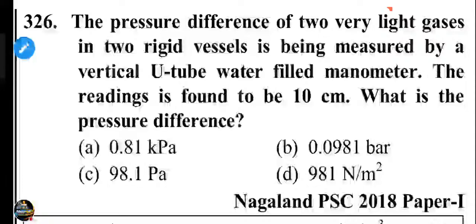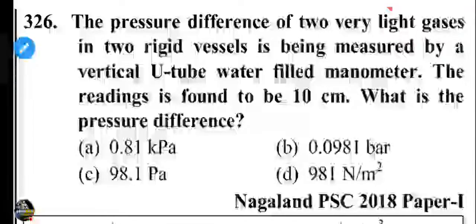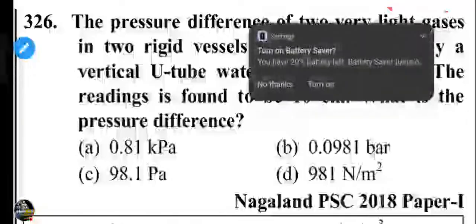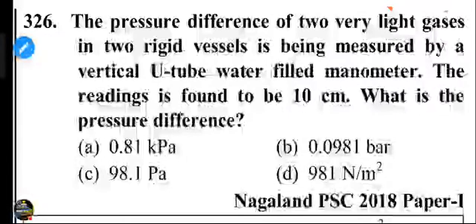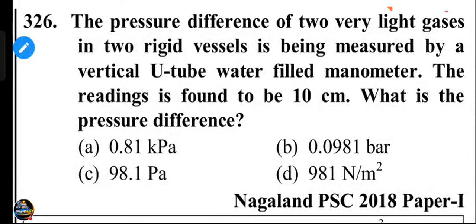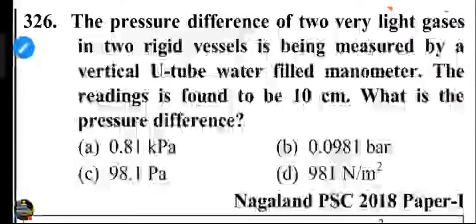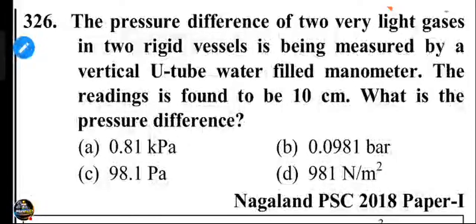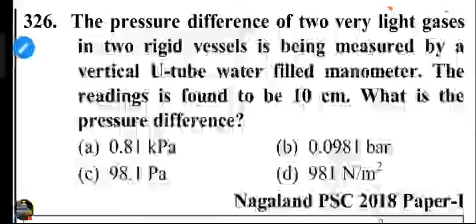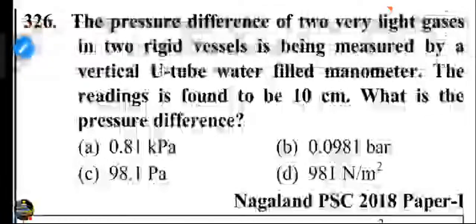Let's start. Question 326. The pressure difference of two very light gases in two rigid vessels is being measured by a vertical U-tube water manometer. The manometer reading is found to be 10 centimeter. What is the pressure difference? First I will tell you the process of solving this question, then show you the solution.